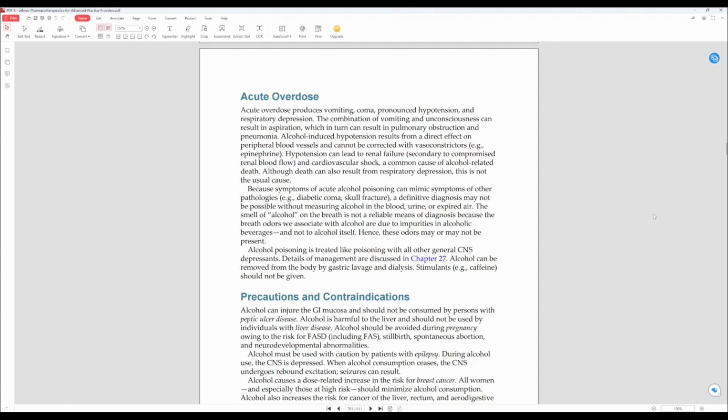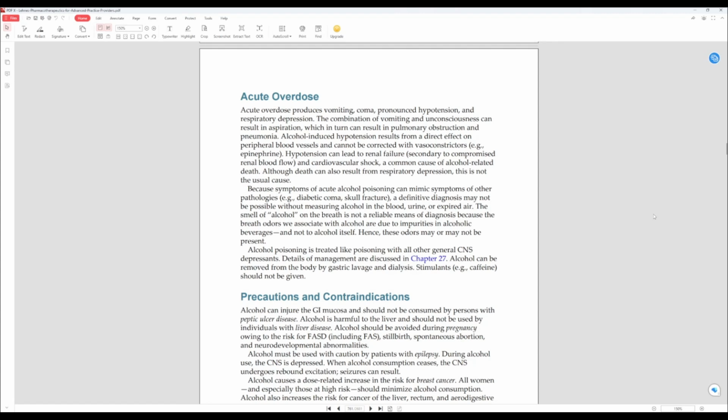Because symptoms of alcohol poisoning can mimic symptoms of other pathologies, a definitive diagnosis may not be possible without measuring alcohol in the blood, urine, or expired air. The smell of alcohol on the breath is not a reliable means of diagnosis because the breath odors we associate with alcohol are due to impurities in alcoholic beverages and not to alcohol itself. Therefore, these odors may or may not be present.